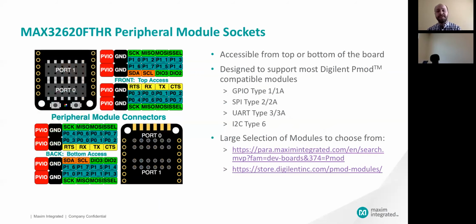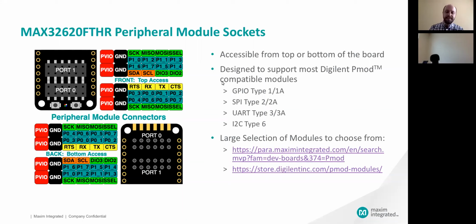We also chose to support another common peripheral expansion form factor, the Digilent PMOD. So we also wanted to keep this small so that it wouldn't get in the way of other things. So we use these low profile pass-through sockets, and that gives us a couple things. One, they're low profile, but the second thing, because they're pass-through, you can access them from the top side of the board or the bottom side of the board.